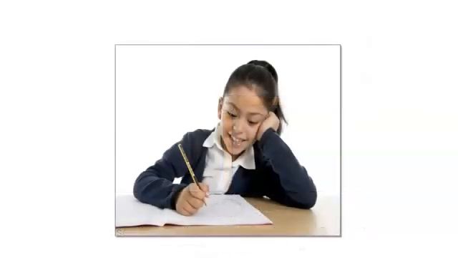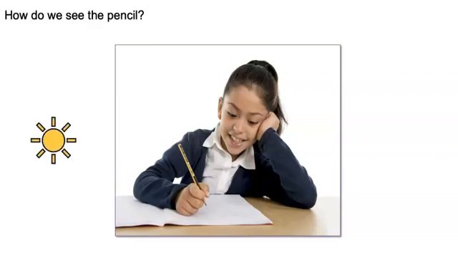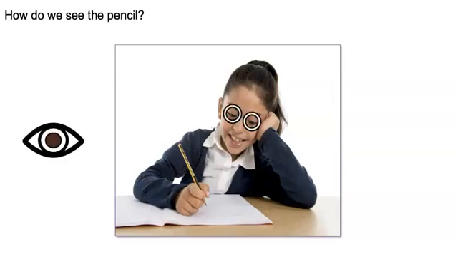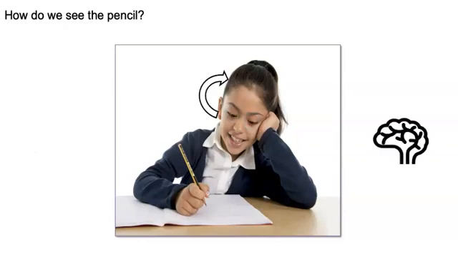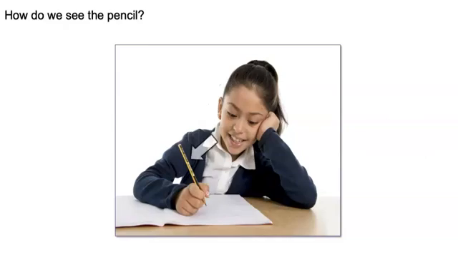So, how do we see the pencil? Light rays from light sources, such as the sun or a light in a room, are reflected off the surface of the pencil. Then those light rays enter our eyes. When the light rays enter our eyes, information is sent to the brain, and the brain recognizes the object as a pencil. Let's revise our light model.